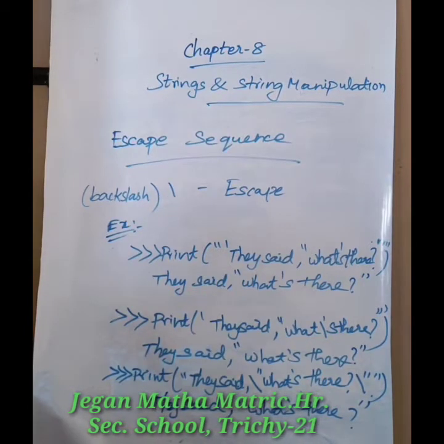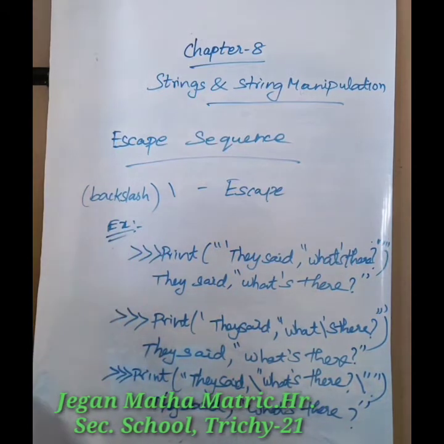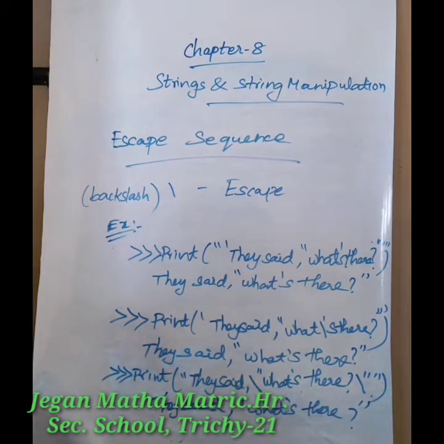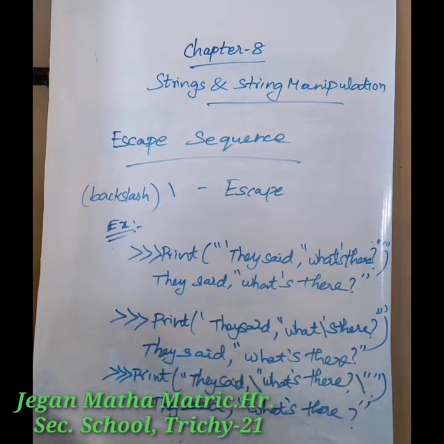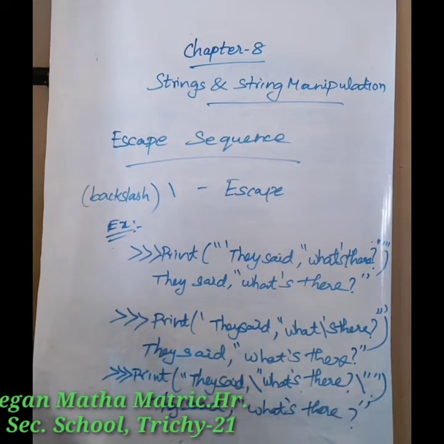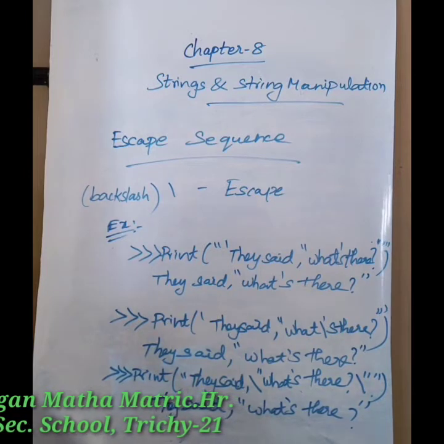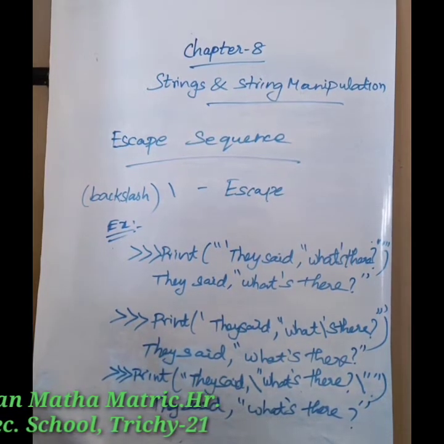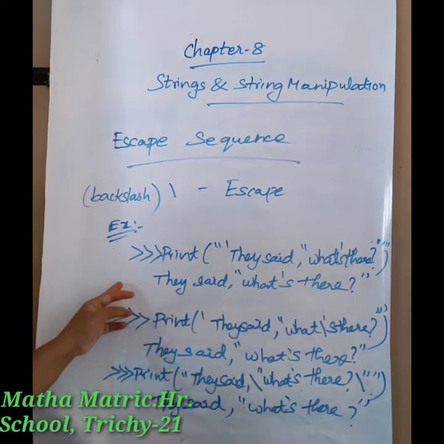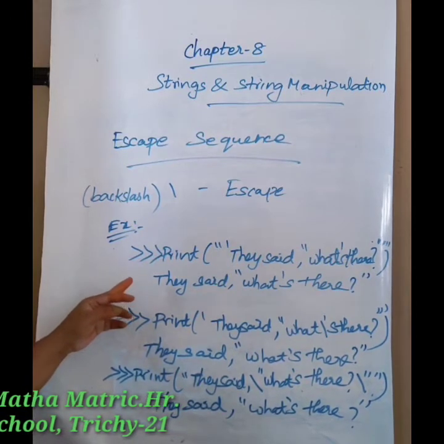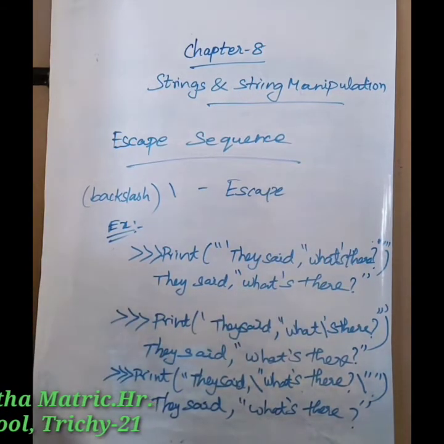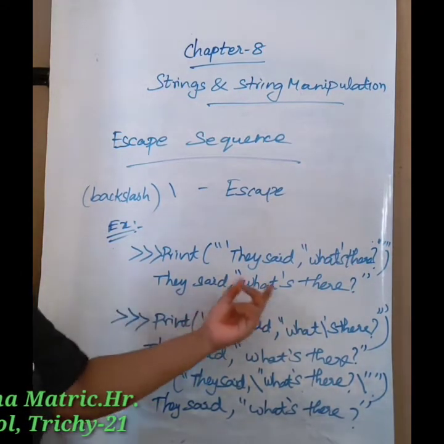Escape sequence in Python. It starts with a backslash and can be interpreted differently. That is, when you use a single quote to represent a string, all the single quotes inside the string must be escaped. Similar is the case with double quotes. Now let us see the example for escape sequence. The first example is a string within triple quotes to display a string with single quotes. So within triple quotes, we used single quotes. The output is they said what's that.